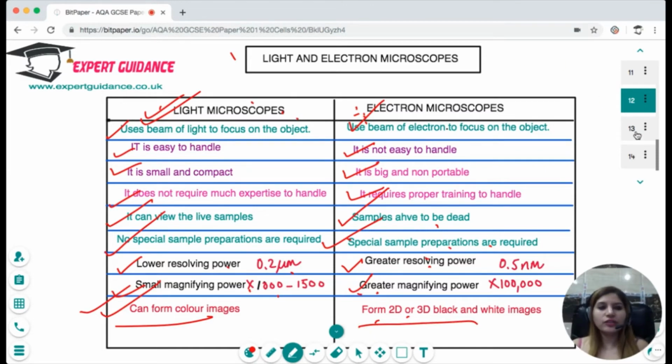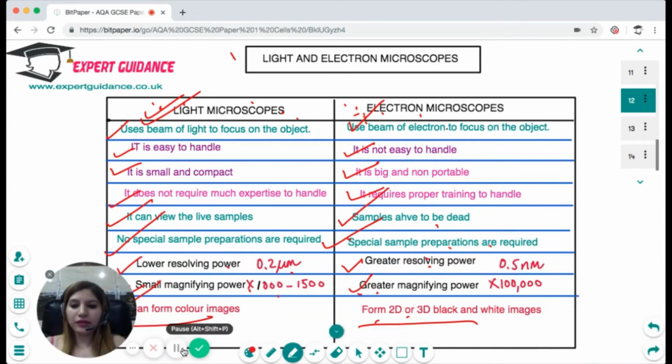Okay, so I hope this difference between the light microscope and the electron microscope is crystal clear to you. Make sure you can write the similarities and the differences between the two. Now you should be able to know the difference between a plant cell and an animal cell, the bacterial cell, the light microscope, and the electron microscope.